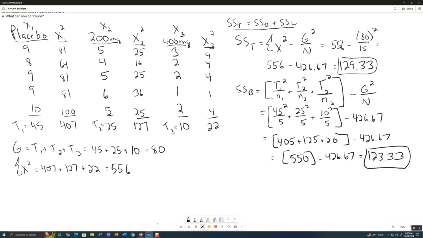So we've done total, we've done between, and we need to do within. Well, we don't have to actually do within. I can do total minus between. So 129.33 minus 123.33. Within is going to be 6, but I'll use the formula here to prove to you that it's 6. But you don't have to do it. If you've done these two parts correctly, you know that it's 129.33 minus this value. You get 6. But let's do it just for the sake of doing it.